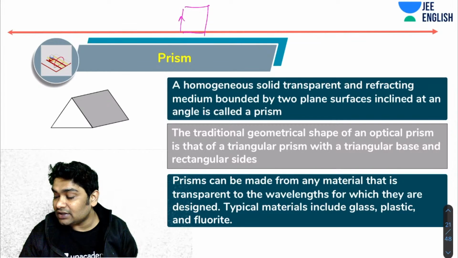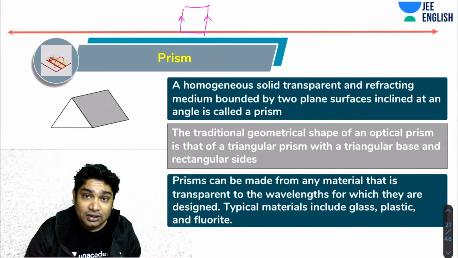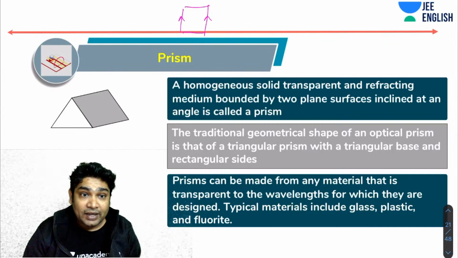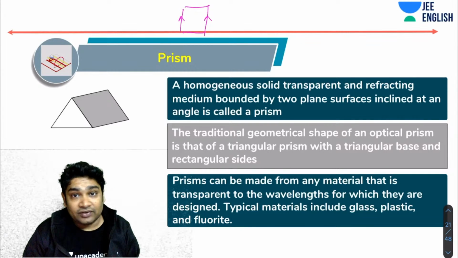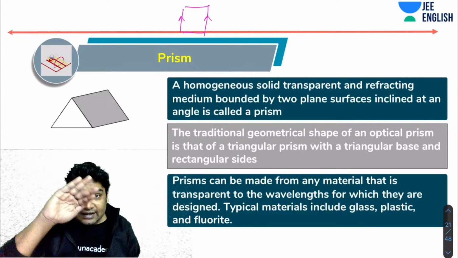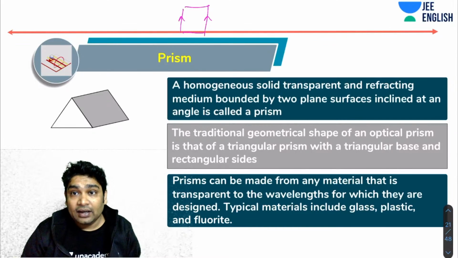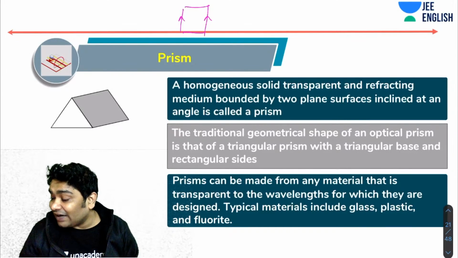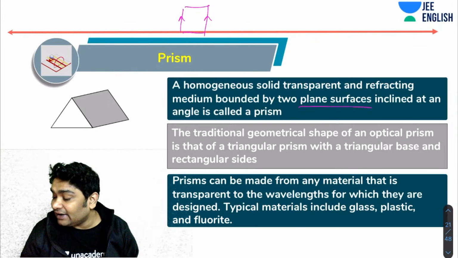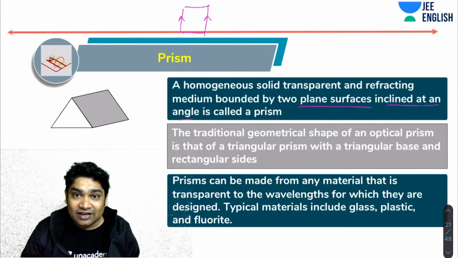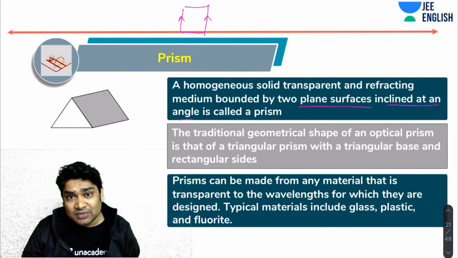If you realize, this and this surface are parallel to each other. And in lenses, the refracting surfaces are curved. So a prism has two plane refracting surfaces, which are inclined at an angle. So you have this kind of prism. This is the most popular kind of prism that you have.